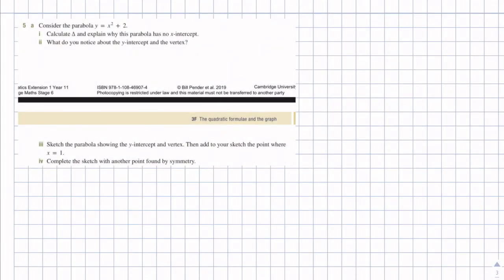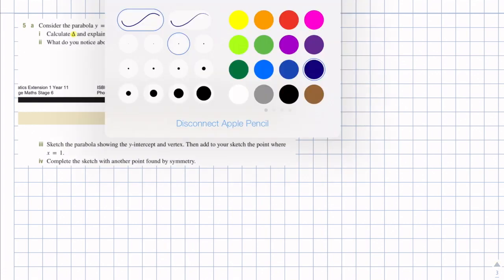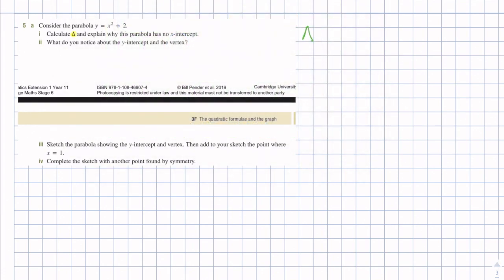Okay, now let's have a look at question 5a. B and C are done exactly the same way. And I'd like to remind you of this little doohickey here. Now, that's the discriminant. And you should remember the discriminant is the bit under the square root in the quadratic formula: b squared take 4ac. And this is where our generic form is y equals ax squared plus bx plus c.